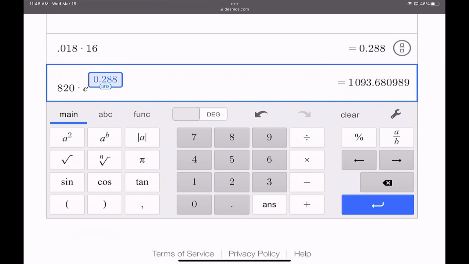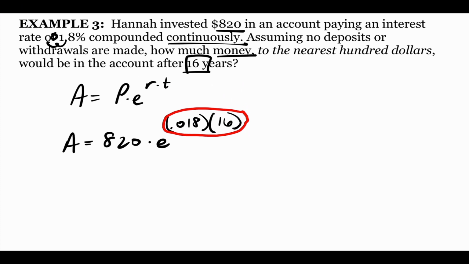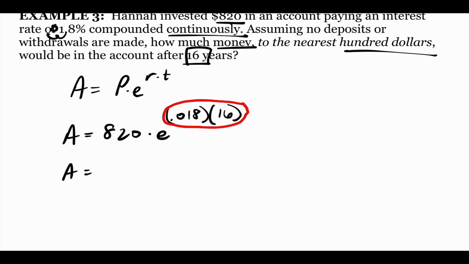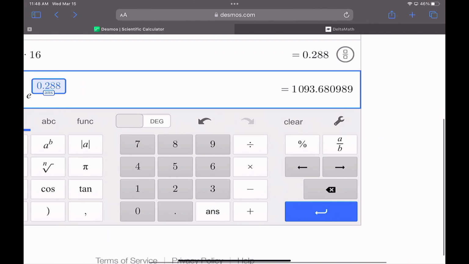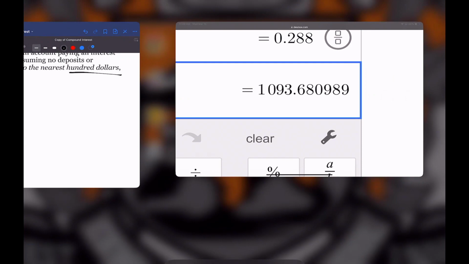$1,093 and change. So we have to round to the nearest $100 again. What number is in the $100 spot? 0. So the guy behind it is a 9. We're going to round up. So that's going to be 1, 1. The rest become zeros.